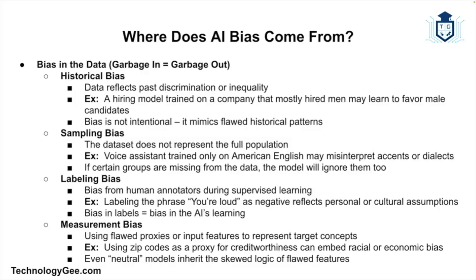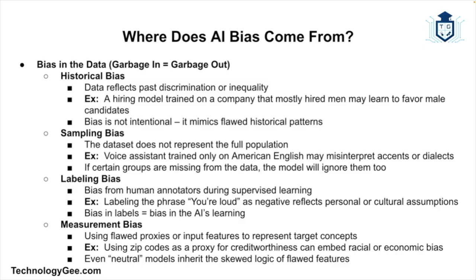Then you have labeling bias. In supervised learning, humans label the data. But guess what? Humans can be biased, whether intentionally or not. An example would be in sentiment analysis, labeling a comment like "you're loud" as negative might reflect cultural or personal bias. Labeling bias often reflects the assumptions of the annotators, and that's a problem when those labels are used to train AI. And then you have measurement bias.